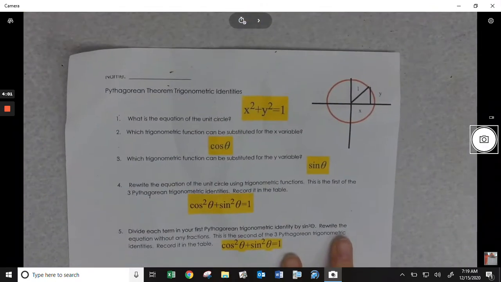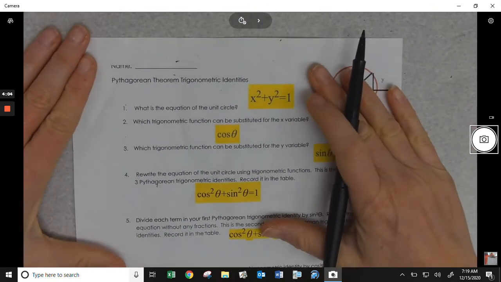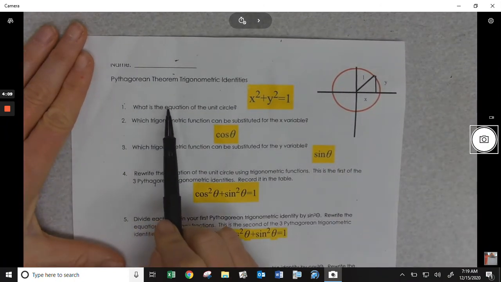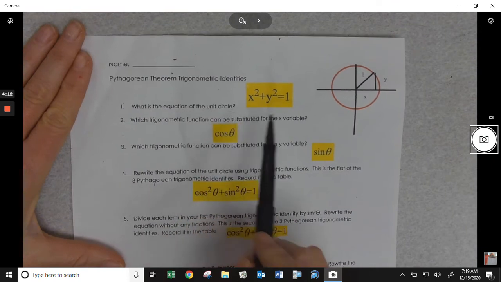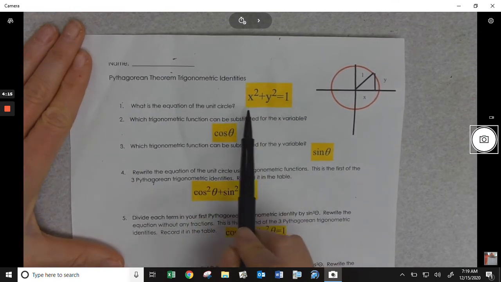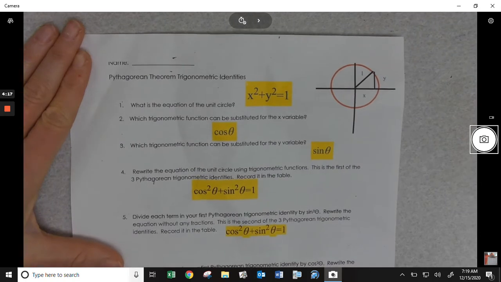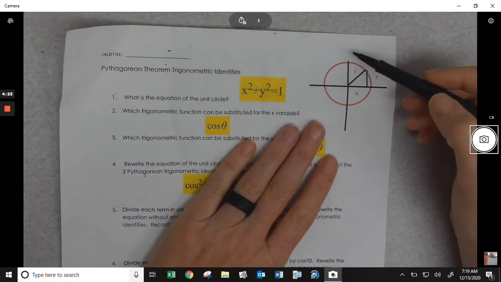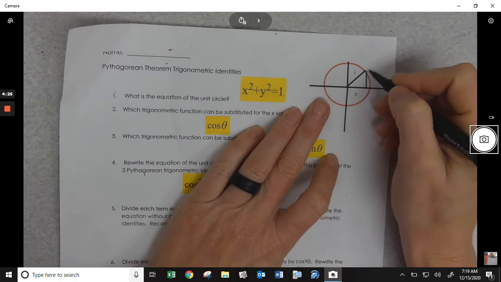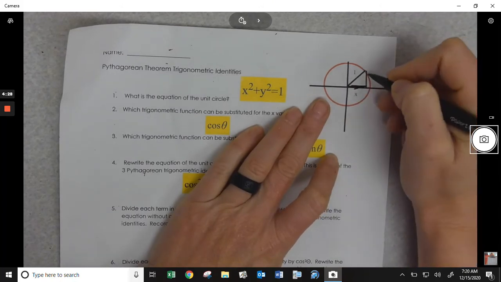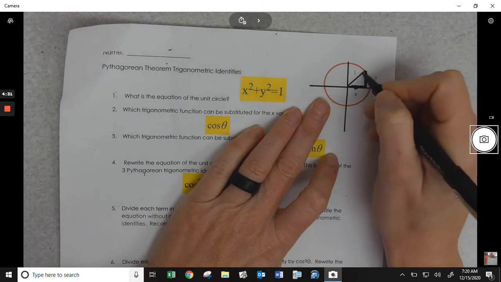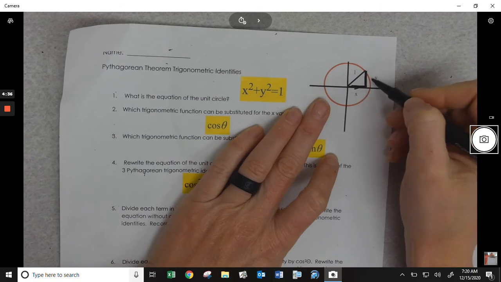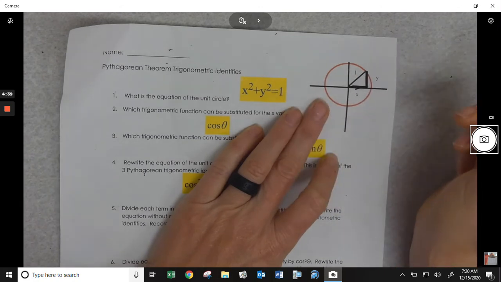All right, so this is page 1 of Trig Packet 3. Question 1, what is the equation of the unit circle? We had this in one of our notes before, but I'd like you to fill it in. X squared plus y squared equals 1. I also drew a unit circle over here and put a triangle in it. This is x, this is y going up and down, and our radius is 1. So you could think of it as the Pythagorean theorem. X squared plus y squared equals 1 squared, which is 1, if that helps you remember it.